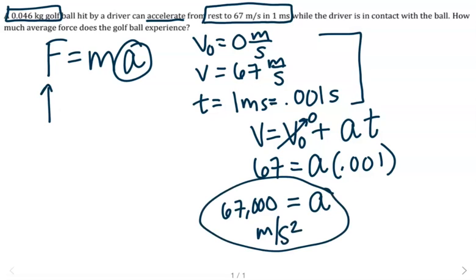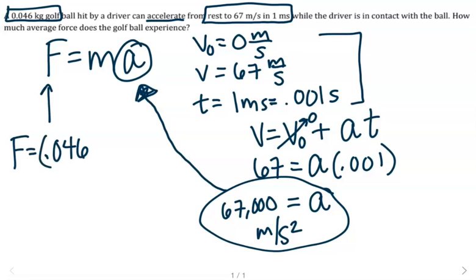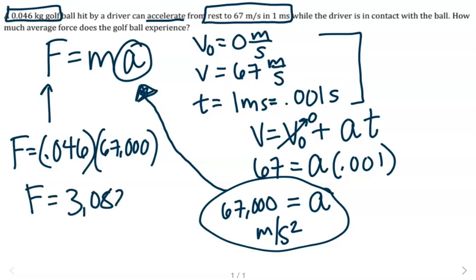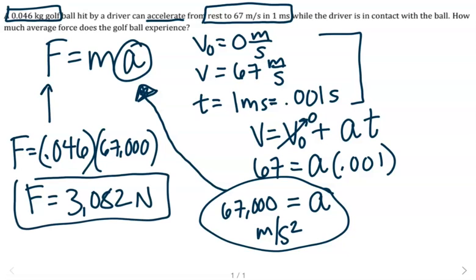Now it doesn't want our acceleration, it wants our net force, or average force, that the golf ball is experiencing. So we can use this value and plug it in to Newton's second law. So we have F equals the 0.046 kilograms we have from the problem, multiplied by the 67,000 meters per second squared that we just solved for our acceleration. So when we multiply those two together, we end up with a force of 3,082 newtons. And that is the average force that the golf ball experiences.